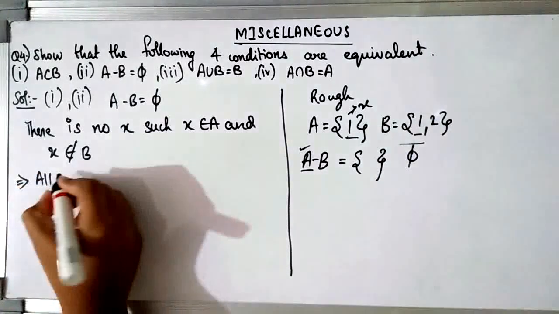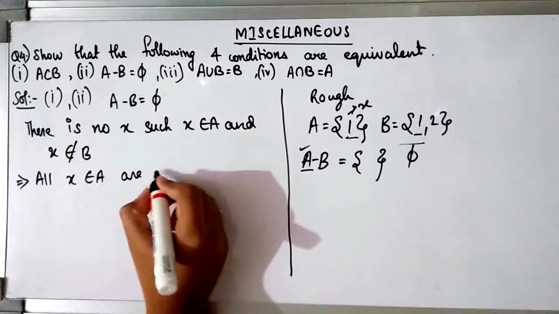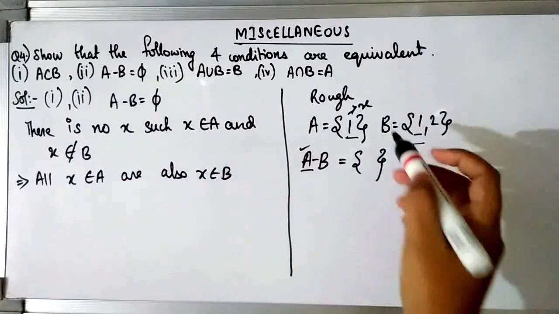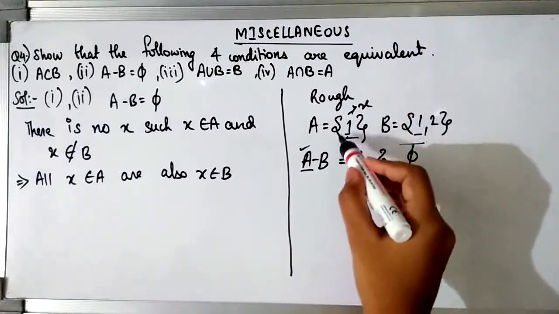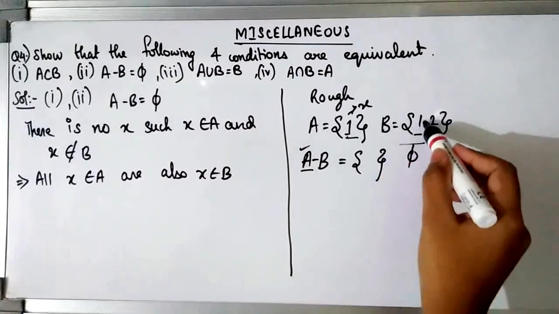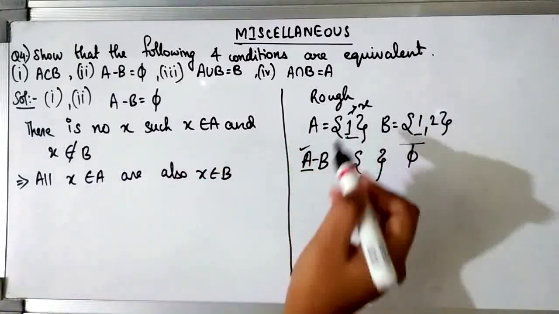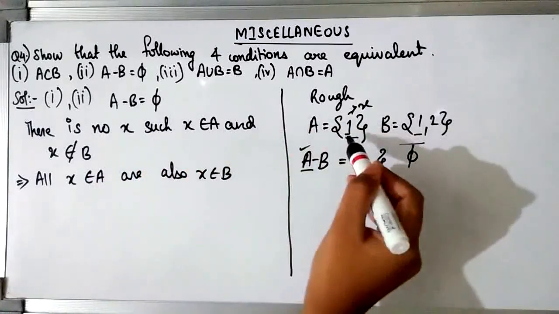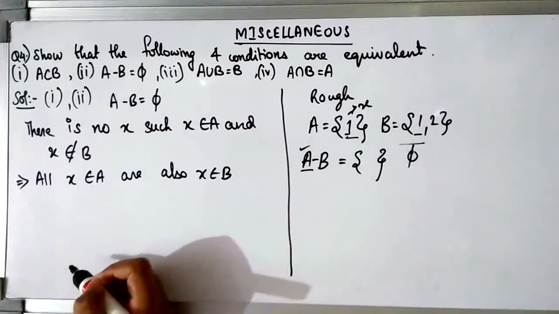Only in this situation we can say that all x that belong to A are also x that belong to B, because you can see we assumed that element 1 was our x, and since this element 1 belongs to A, and element 1 is present in B also, we can say that all x that belong to A even belong to set B. There will be no x in such a way that it will belong to A but it will not belong to B. So this is the statement.